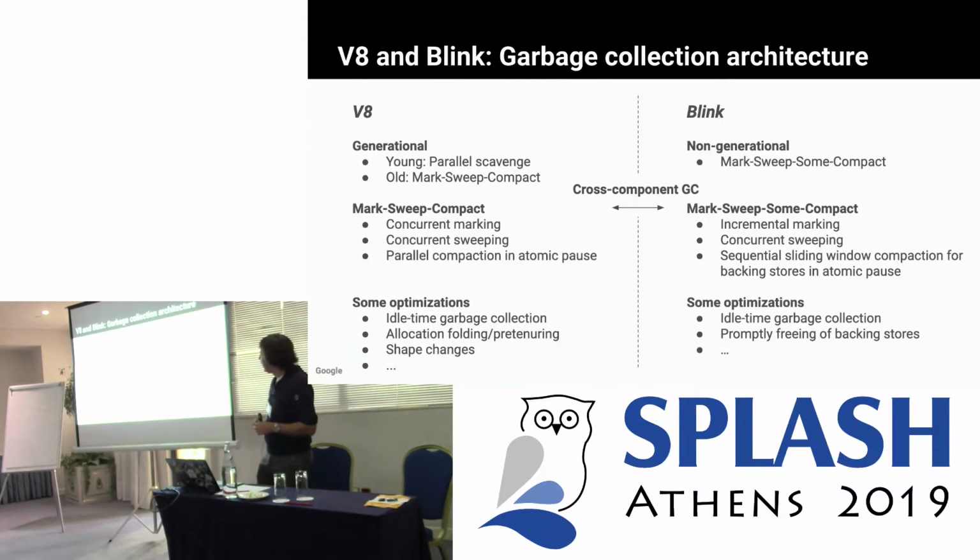For example, V8 has a generational garbage collector with a young generation that's a semi-space copy, which we call scavenger. It's completely independent. V8 has a few optimizations with respect to allocation, so it folds and pretenures allocations. Blink has optimizations where it knows that it can explicitly free backing stores on clearing of an array, for example. There are some things that look very similar, for example, concurrent sweeping, that have vastly different implementations.